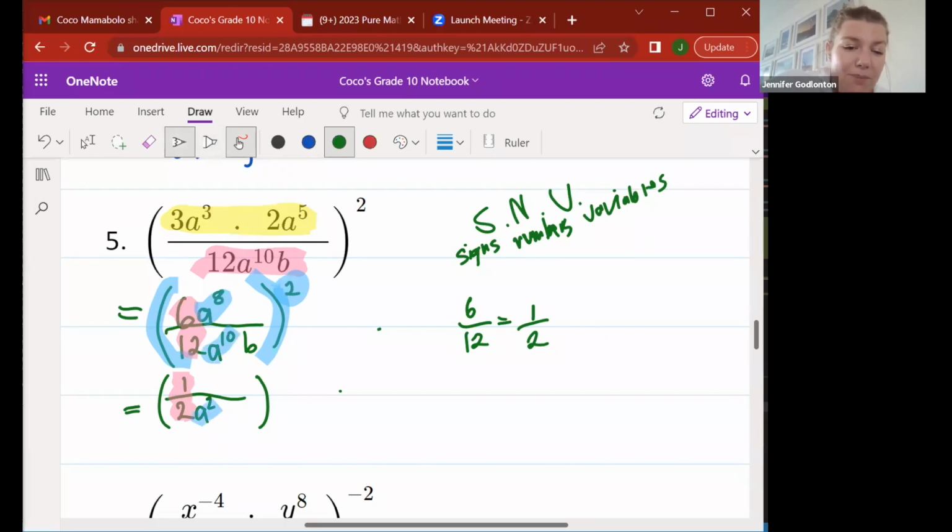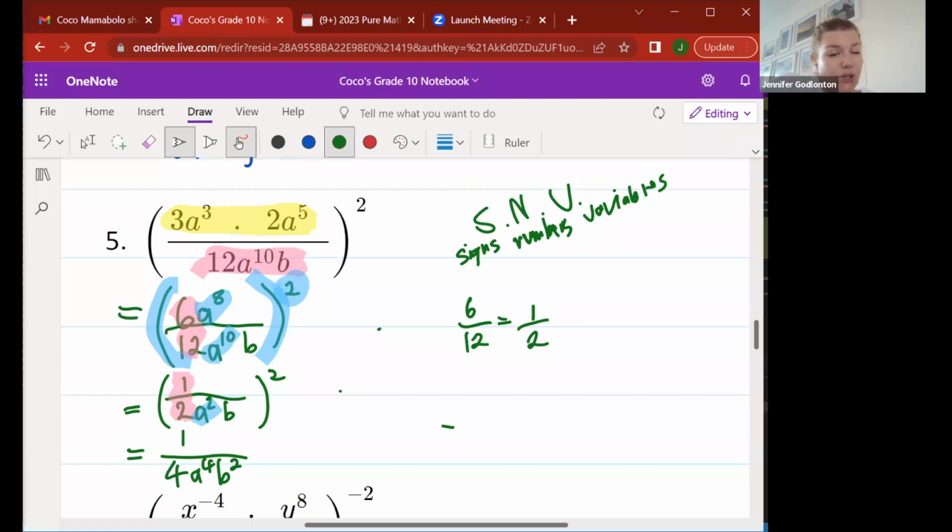Then we're going to look at our b's. We only have one b, and that b is chilling at the bottom. And that is all to the power of 2. Now that everything is simplified, we can apply that square to everything. So 1 squared is just 1. 2 squared is 4. A squared to the power of 2 is going to be a to the power of 4, and b to the power of 2.